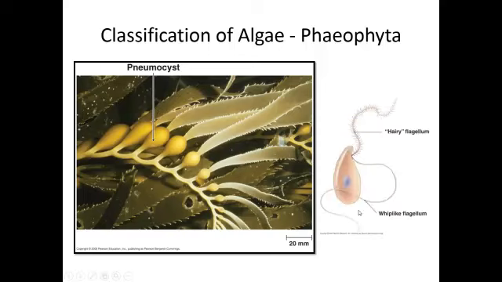Now, phaeophyta have a very interesting gamete that has two flagella. It has a whip-like flagellum and a hairy flagellum. Genetic analysis has shown that organisms that have this type of gamete are all related, and they have been put provisionally into the kingdom Straminophila. So brown algae would be an example of this.